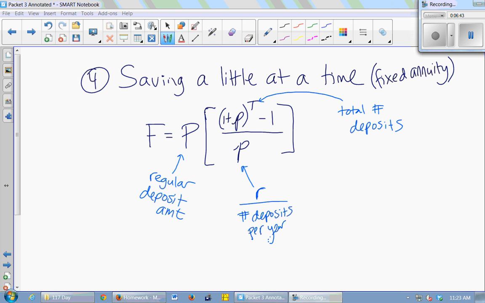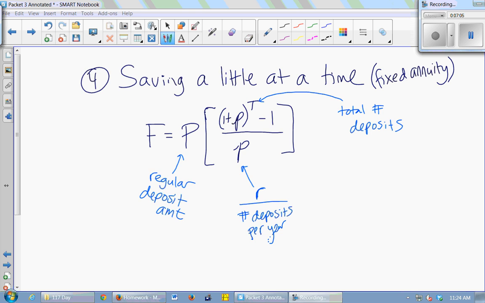Yes, you can bring this sheet from your packet to the test with you. You can write on it and make notes to yourself about what these things represent. These are all the formulas for saving money, 4 different formulas, and hopefully you've got some keywords now to pick out which formula to use in which situation.